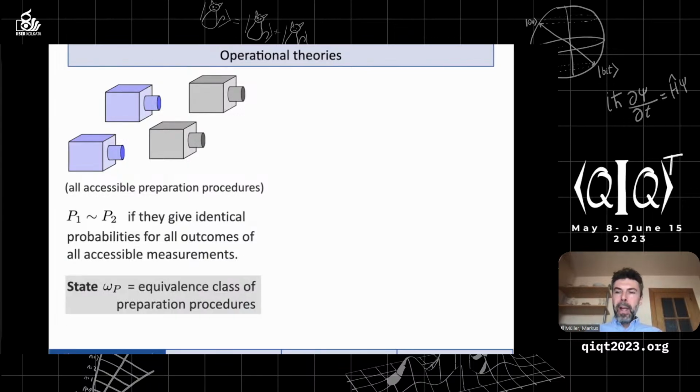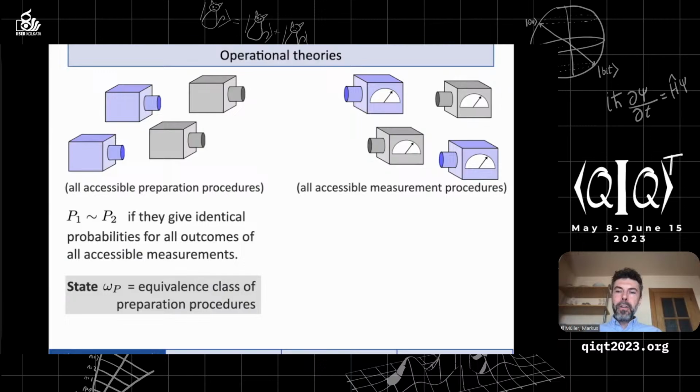A state in this picture would just be an equivalence class of preparation procedures. You group all the preparations together that give the same statistics. What I just described tells you the maximally mixed state in quantum theory is just like a big box of all kinds of different preparation procedures, how you would get that state by doing something in physics. You can also look at measurement procedures.